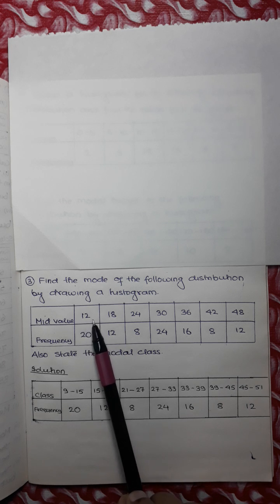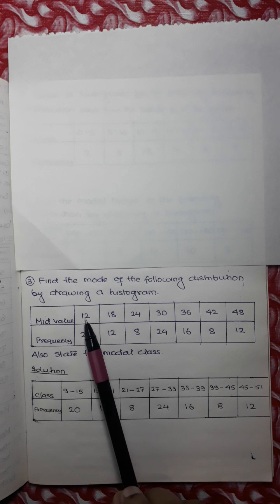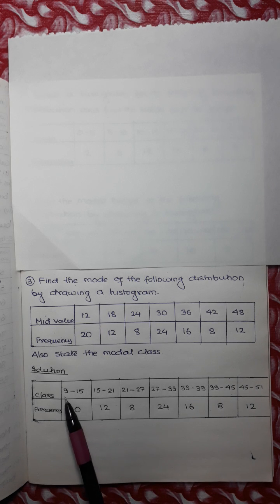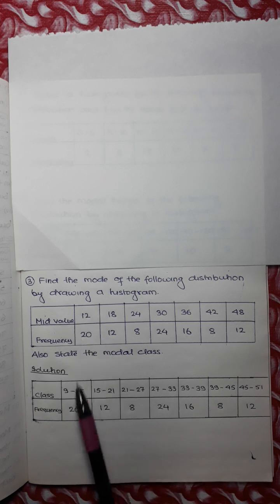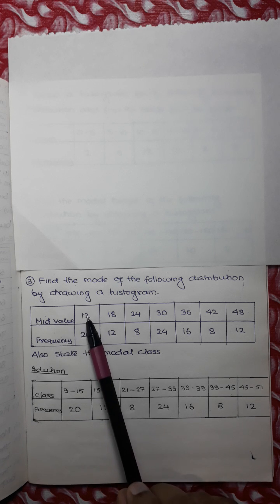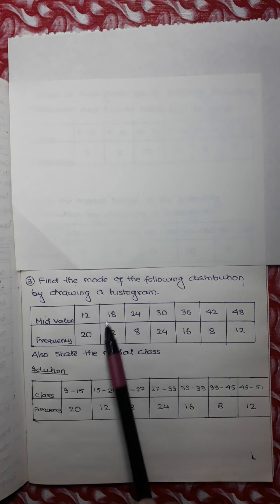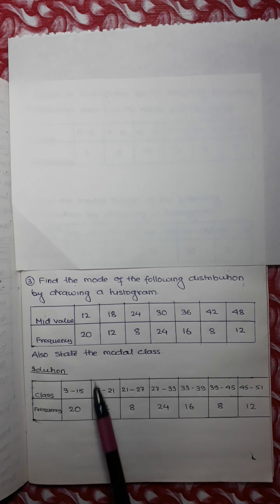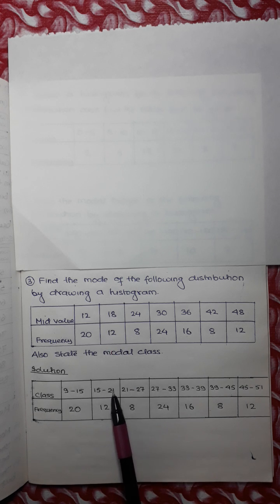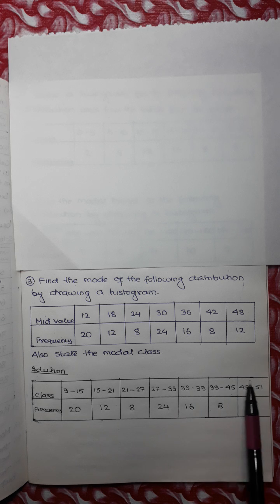So what we can do, we can divide that 6 into two parts. Subtracting 3 from 12 will give you the lower limit 9, and adding 3 to 12 will give you the upper limit. So subtract 3 from 12 we get 9, add 3 to 12 we get 15. Likewise, subtracting 3 from 18 you will get 15. If you add 3 to 18, that will become 21. So you must follow this pattern only.